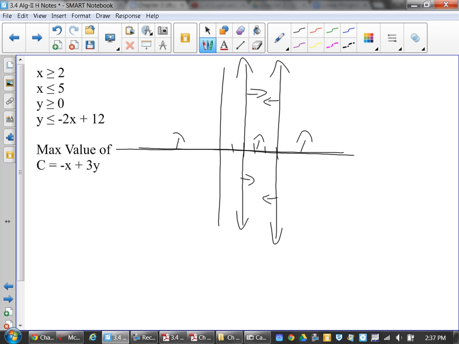Can I put it in standard form real fast? Bring two of them. Isn't that the same thing? 2x plus y is 12. Can I get my x and y intercepts really quick now? What's your x-intercept? 6. What's your y-intercept?